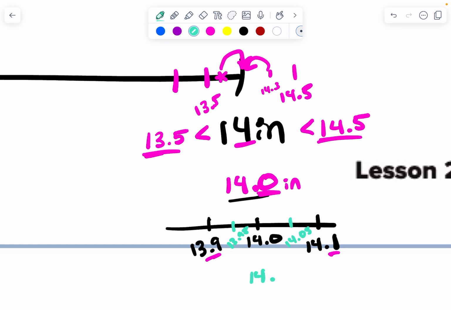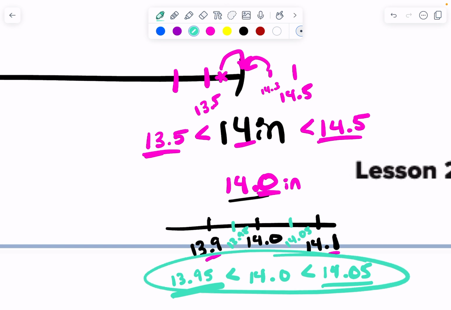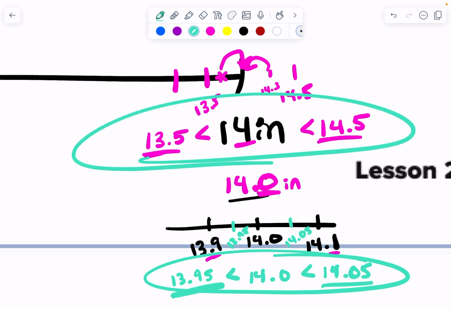So my measurement is now more precise. I'm at a closer increment of measurement, because now I know for sure that my measurement has to be between 13.95 and 14.05. This is a narrower window, a more consistent, more precise window than this is, right? This gives me more precision, more consistency. So there is a huge difference between 14.0 and 14 inches.